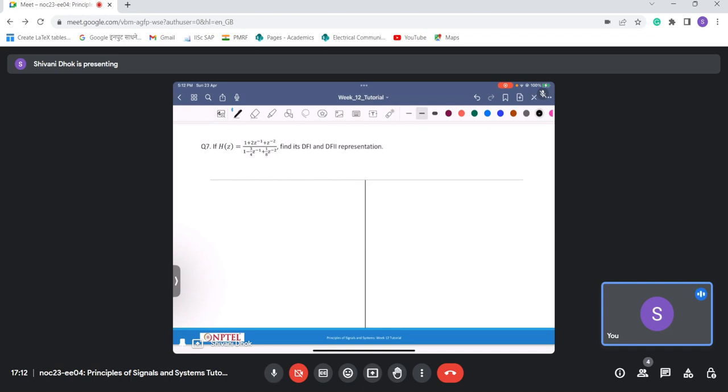So what we have here is H of z equal to 1 plus 2 z inverse plus z to the power minus 2, upon 1 minus 3 by 4 z inverse plus 1 by 8 z to the power minus 2.